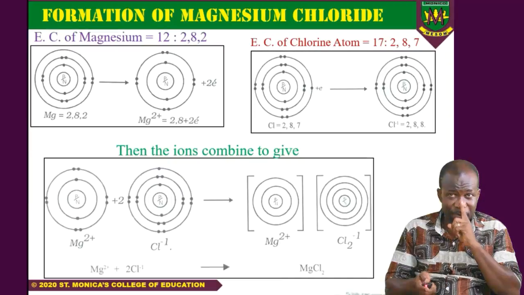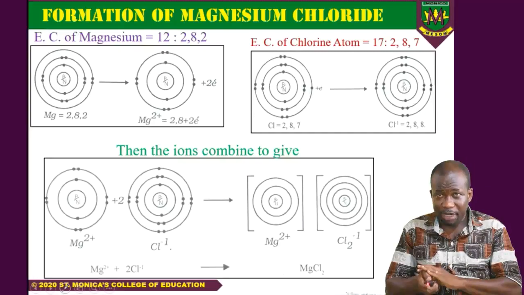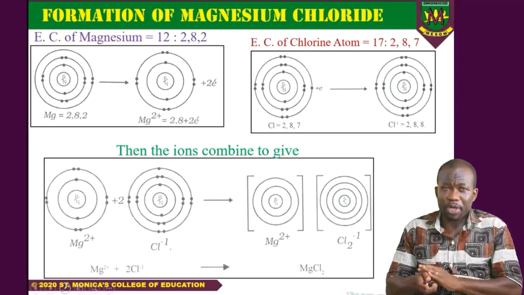Now these 2 electrons will have to be given to the chlorine. But you realize chlorine atom has 17 electrons. The last shell is 7. It cannot take the 2 electrons from the magnesium. And so what it does is that one chlorine atom will just take 1 electron from the magnesium. Then it brings another chlorine atom, which will come and also take 1 electron from the magnesium.